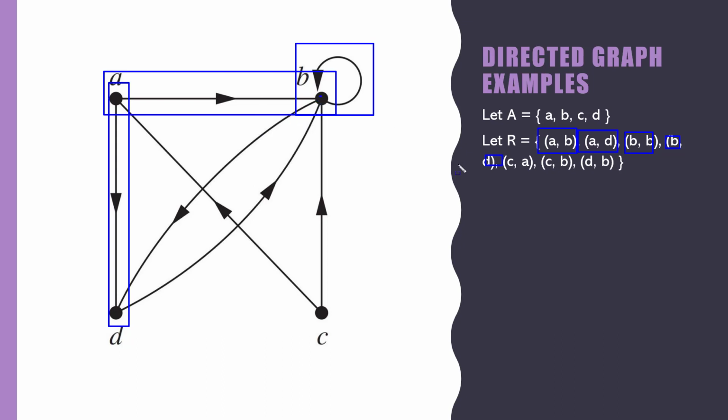Then we have CA, which is going from C to A. Again, I'm not going to be able to draw a box there. CB goes from C up to B. And then DB is going the other direction. Notice we have BD and we have DB, so it's going both directions. Do we see the picture and understand how to represent it?